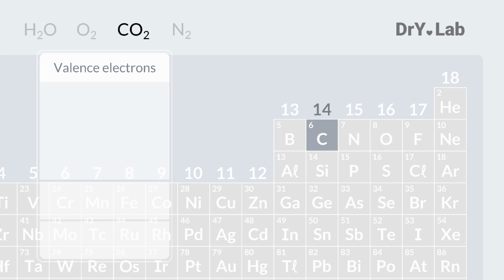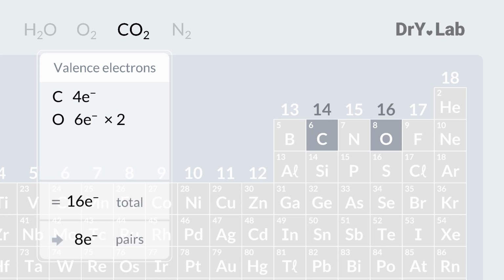Carbon is in group 14, 4 valence electrons. Oxygen is in group 16, 6 valence electrons. There are 2 oxygen atoms in carbon dioxide. We multiply that by 2. In total, we have 16 electrons, or 8 electron pairs.